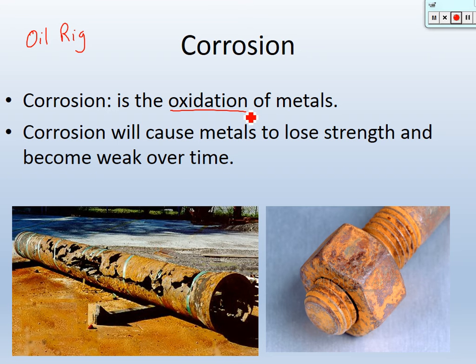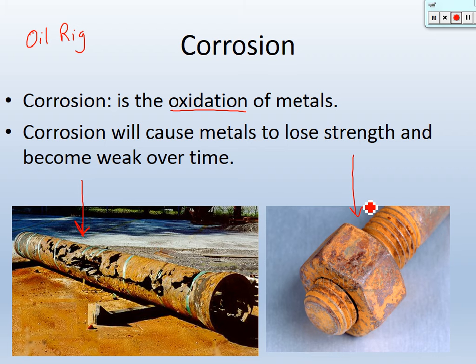Corrosion will cause metals to lose strength over time, and they become very weak. If you look down here at this metal pipe, this once was a very strong metal pipe. But look at it right now. You see all these holes in it, and it's been corroded. Another way of saying that is this metal has gone through oxidation, or it has lost electrons. Okay, this bolt and the nut that's on it have been corroded, and you'll see a bunch of rust on there.